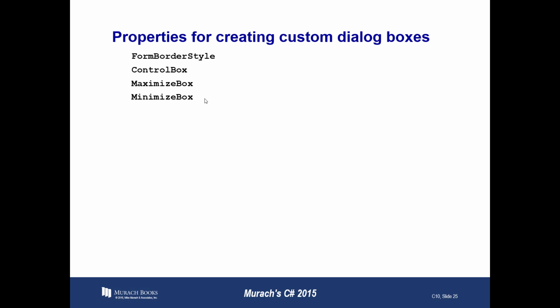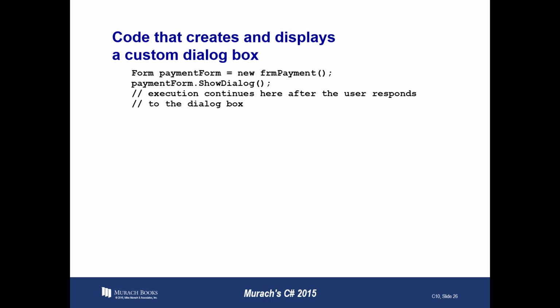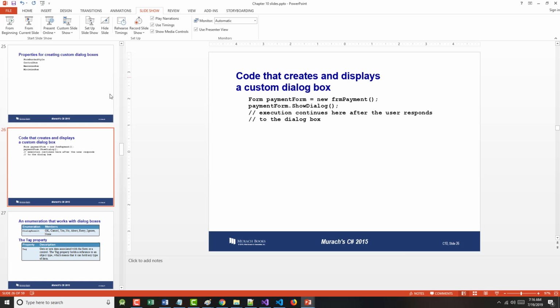All right. So properties for creating custom dialog boxes. In the next lecture, we're going to talk about form border styles, control boxes, minimize boxes, and maximize boxes. All right. This is the code, as they say here, that creates a custom dialog box. So this will create the new form for us, and it will show it. All right. So sounds good.